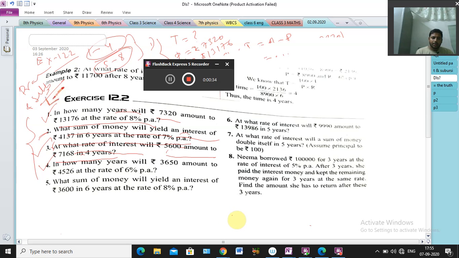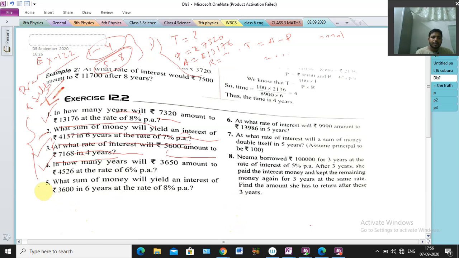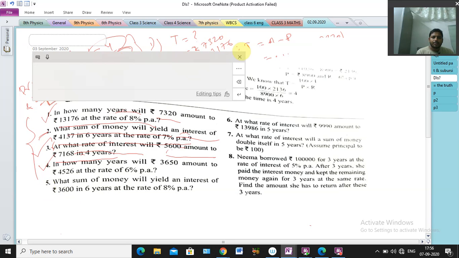So at first you should get ready, please. Okay, so at first read the question and try to understand the meaning of the question, and then try. Okay, so now let's start.